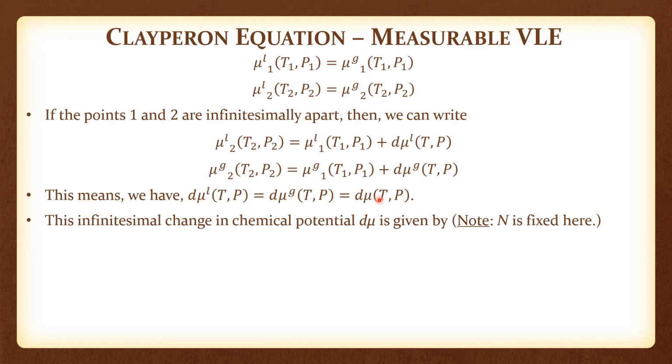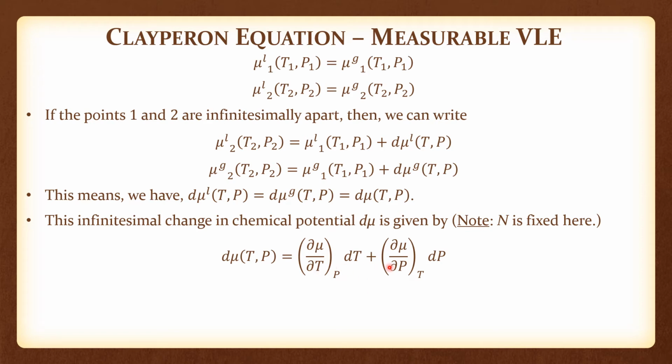So keep in mind that the total n is fixed along the coexistence curve. We discussed the degrees of freedom and all that. The total n is fixed, right? So this infinitesimal change in chemical potential, since it is a function of temperature and pressure, one can write as dμ = (∂μ/∂T) at P,N dT + (∂μ/∂P) at T,N dP. Of course, I have to put N as constant. N is fixed in both these differentials.